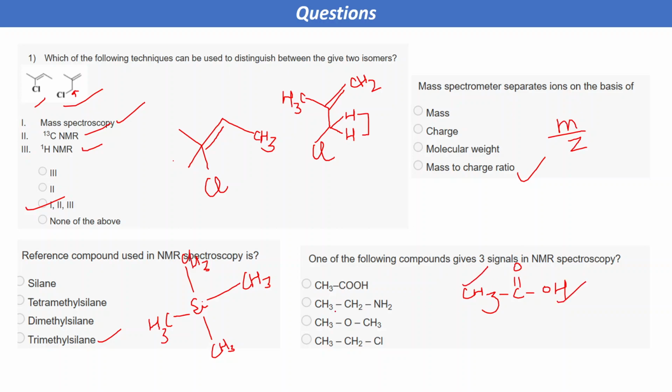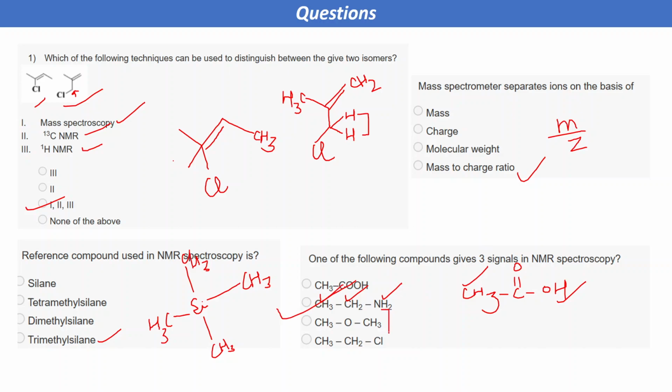Now if you look at CH3CH2NH2, how many signals will we observe? 3. Correct. One for the CH3, second for the CH2, and third for the NH2. These all have different chemical environments, so there will be three signals. So the right answer will be CH3CH2NH2.